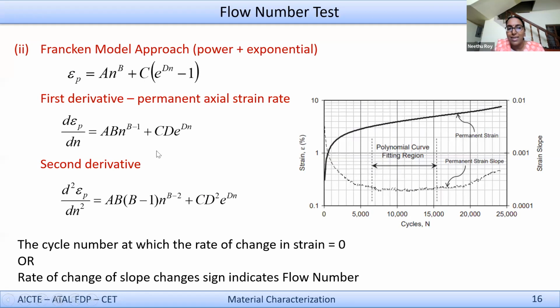Then you can take a rate, the first derivative, or you can take a second derivative as well. From the first derivative, whenever this first derivative becomes 0, you can say that it corresponds to the flow number. Or you can take the rate of change of slope, where the slope changes sign. Either when the slope becomes 0, or when the rate of change of that slope goes from positive to negative, you can say that that point represents the flow number. Okay, this is the second approach.